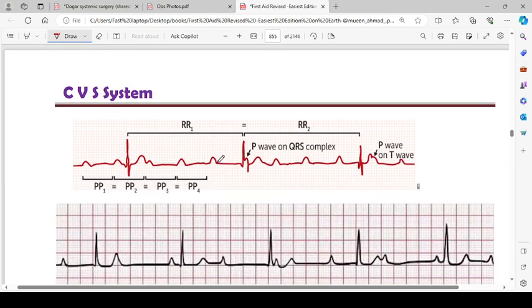Here you can see that the PP intervals are the same, and the RR interval is also the same. The PP interval is similar and faster, and the RR interval is slower and similar to each other. So the atria are beating separately from the ventricles, because the atrial rhythm is mediated by the SA node, while the ventricular rhythm is mediated by the AV node.